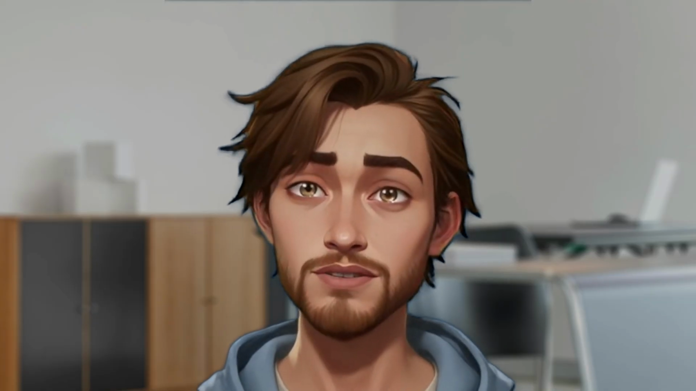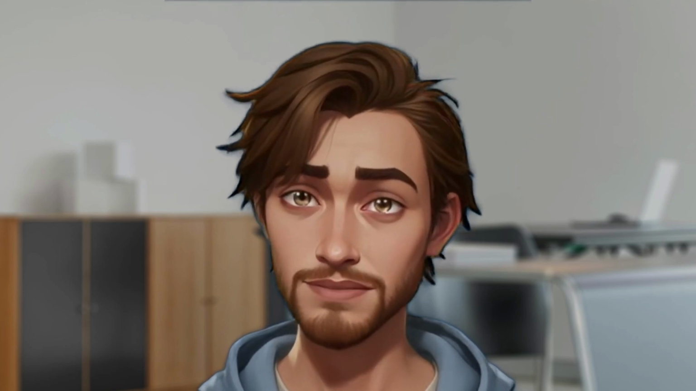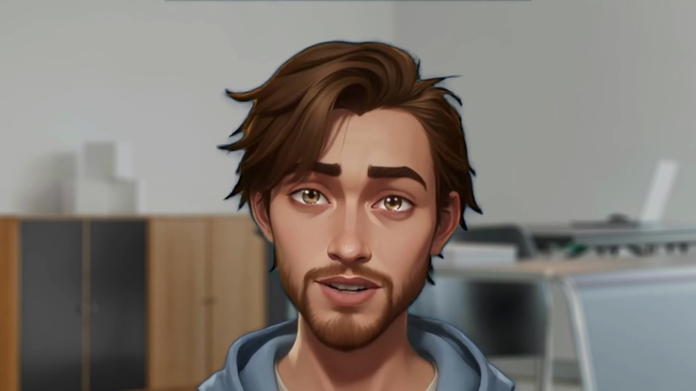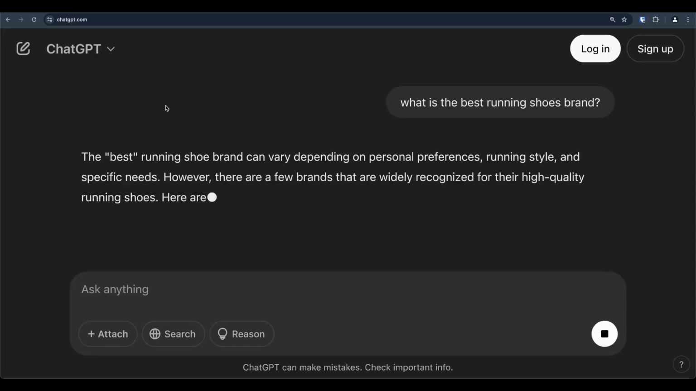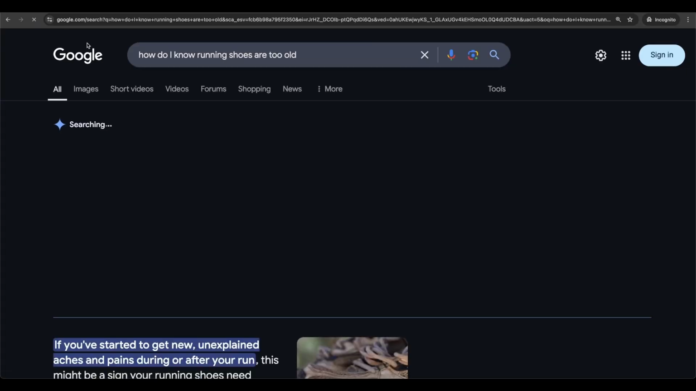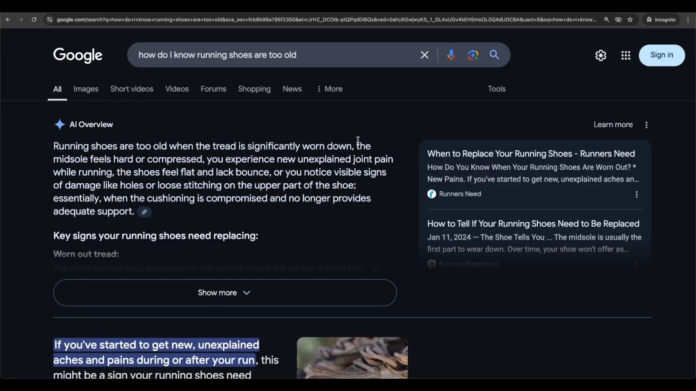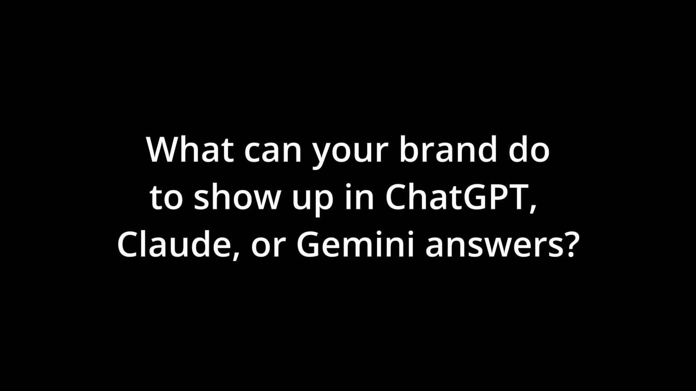Now that AI tools like ChatGPT, Claude, and Gemini are skyrocketing in popularity, users are often going to use those AI tools instead of asking the questions in a Google search box. And even when users do search on Google, their answer is often delivered by an AI summary rather than traditional search result links. What can your brand do to appear in ChatGPT, Claude, and Gemini's organic answers?